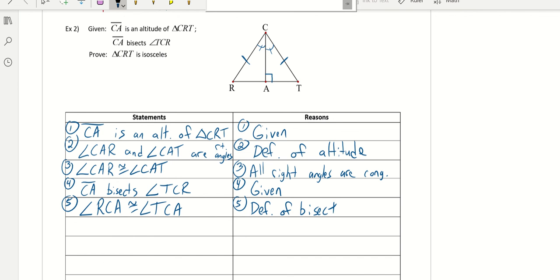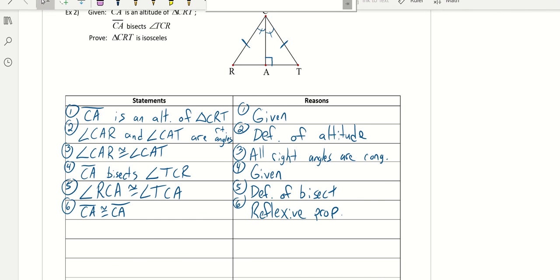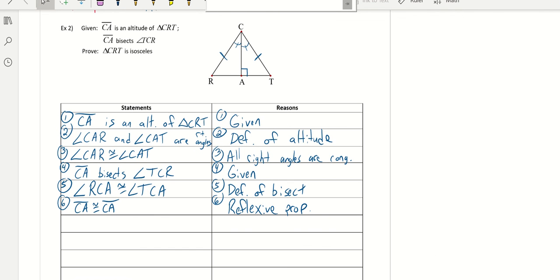Remember, we want to prove these two triangles are congruent, so we're also going to show that CA is congruent to CA. How do we know that CA is congruent to itself? That is the reflexive property. There we go. And now we know these two triangles must be congruent. Be careful with your congruency statement. Triangle CAR, that is the triangle on the left, is congruent to triangle CAT.